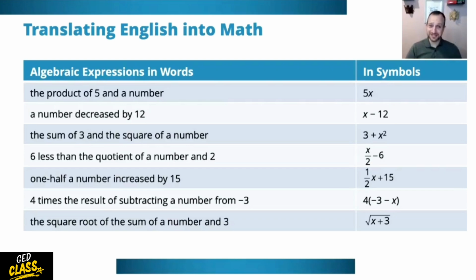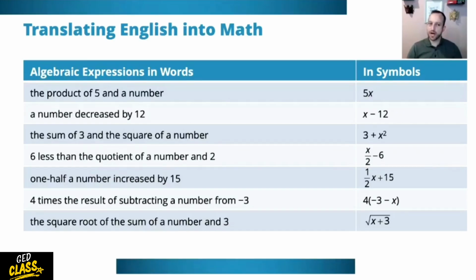From the quotient we've already done. Next row, 1/2 of a number. All right, that's division. Great, we like that. That comes pretty early. So x divided by 2, or 1/2 of x, increased by 15. Again, addition is later in order of operations, so plus 15. Great. Now let's look at this next row.